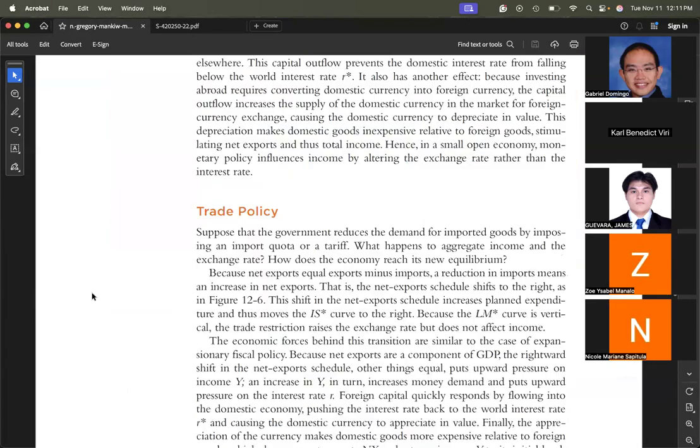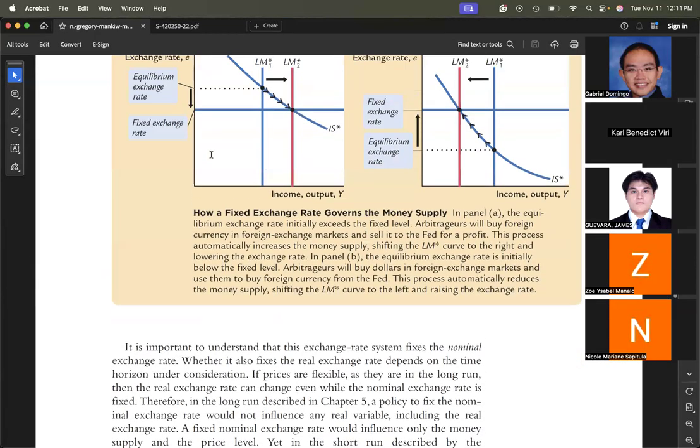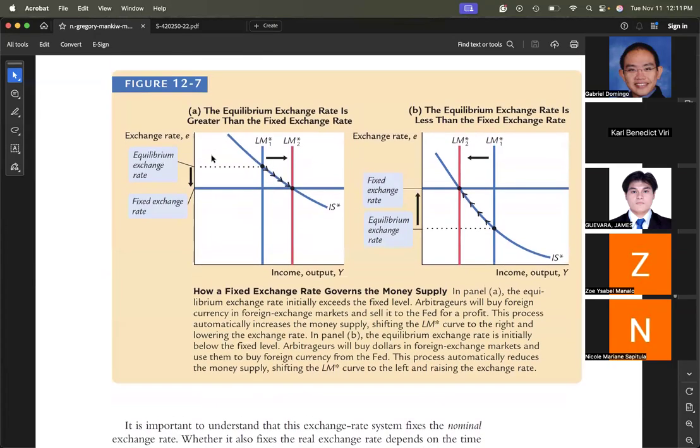And that's also what this picture is. Let's go to fixed exchange rate, small open economy. Ano yung itsura niya? It's this. Literally panel B. Okay? So ano mapapansin niyo sa panel B? Ano yung initial equilibrium niya is ito.